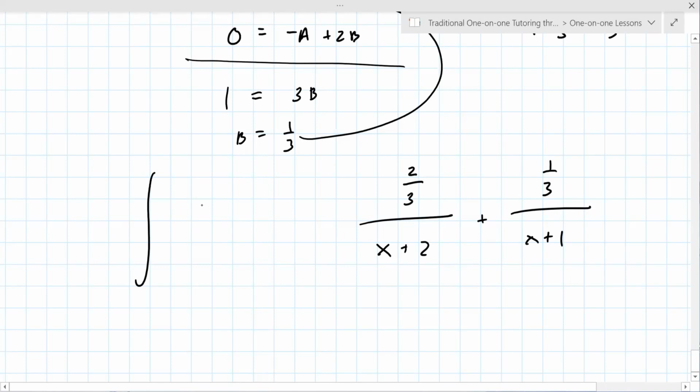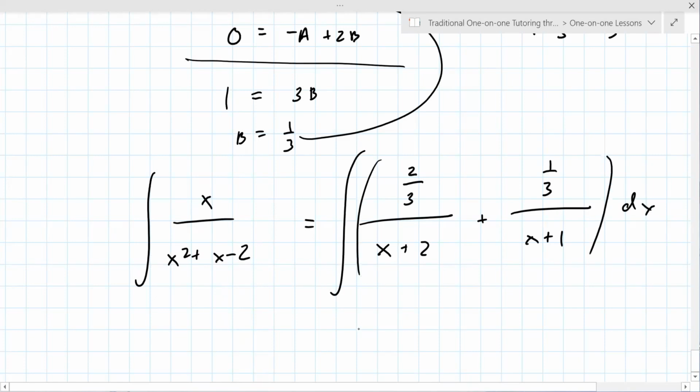over x squared plus 2x minus 2, or x equals minus x, x plus minus 2. Yeah, like that. Okay, so that equals the integral of this. So the partial fraction is the hard part, because this is 2/3 natural log absolute value of x plus 2 plus 1/3 natural log absolute value of x plus 1 plus c.